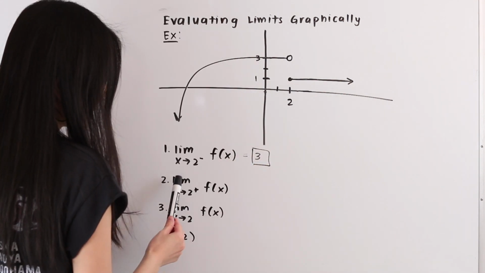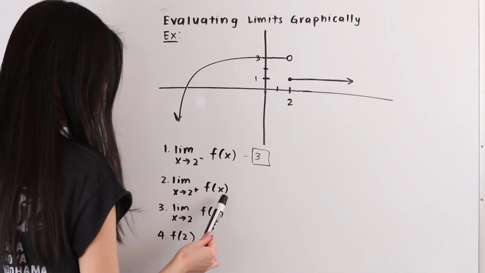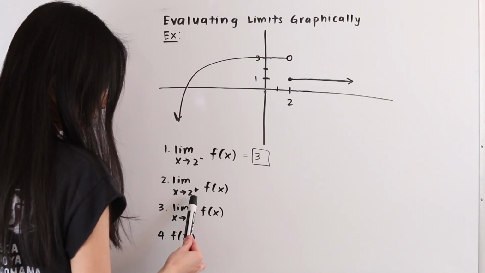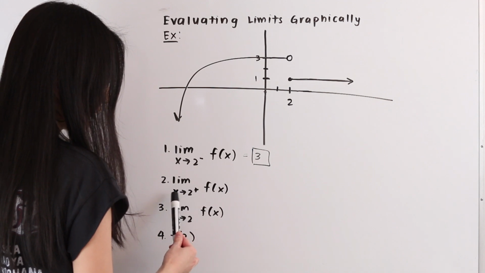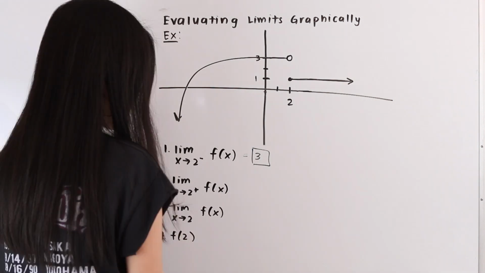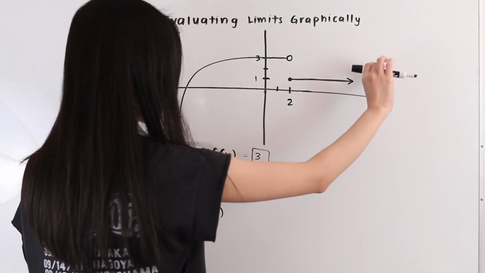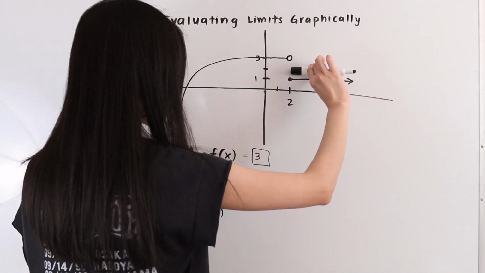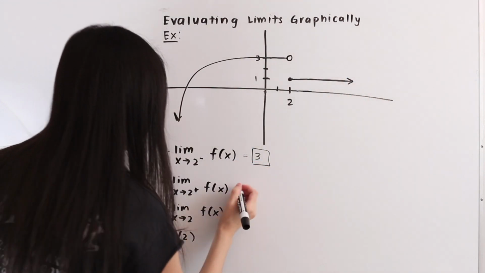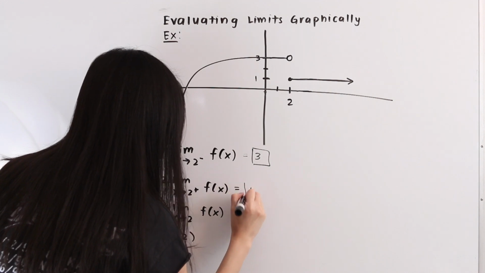In problem 2, we have the limit as x approaches 2 from the right of f of x. Here, we're trying to determine what's happening to our y values as we approach x equals 2 from the right. Taking a look at our graph, we can see that as we approach x equals 2 from the right, we are approaching a y value of 1. So this limit here is equal to 1.